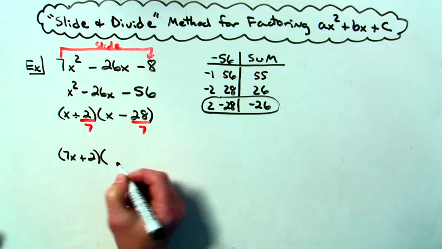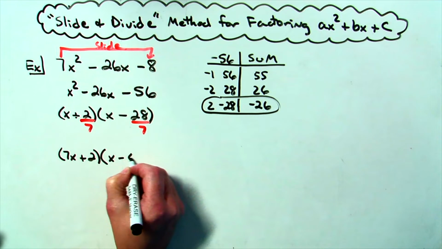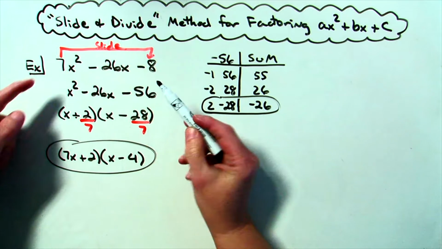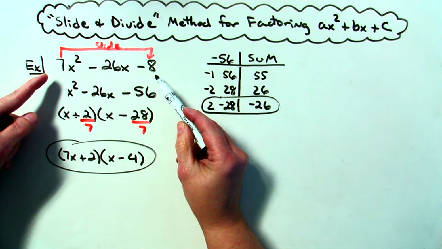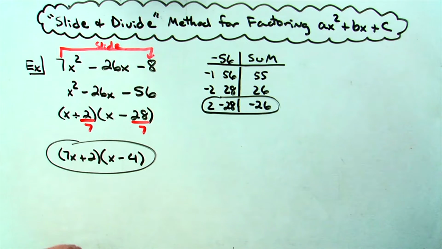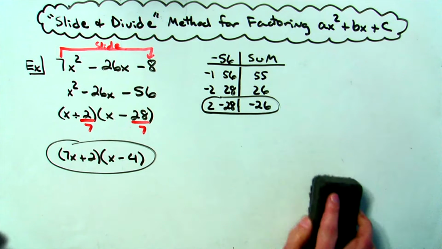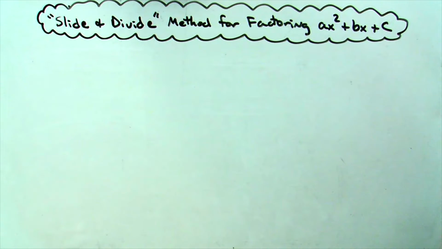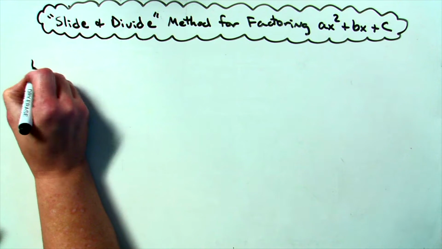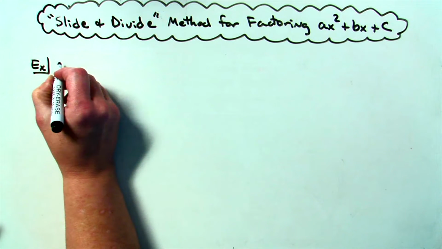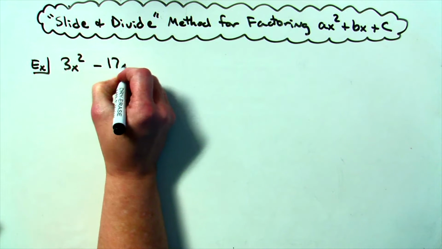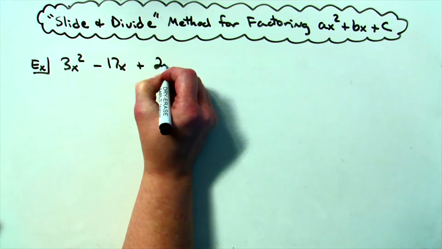That comes out to be a nice little 4. So x minus 4. And then there is your factored form for 7x squared minus 26x minus 8. Now let's real quickly work through another example. Let's suppose I've got, say, 3x squared minus 17x plus 20.